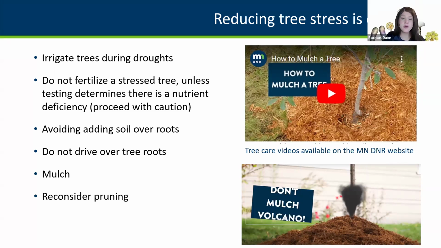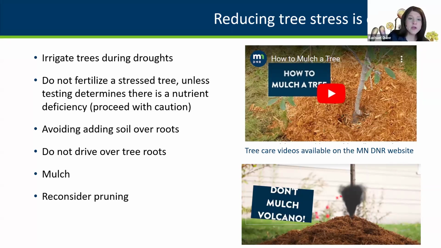And at this time, you might want to consider holding off pruning your yard trees, because trees that are stressed are just less capable of producing defense compounds against decay fungi and other things that might invade that new wound, and they're going to have a harder time quickly healing over those wounds as well. So if you can wait, it is advised.